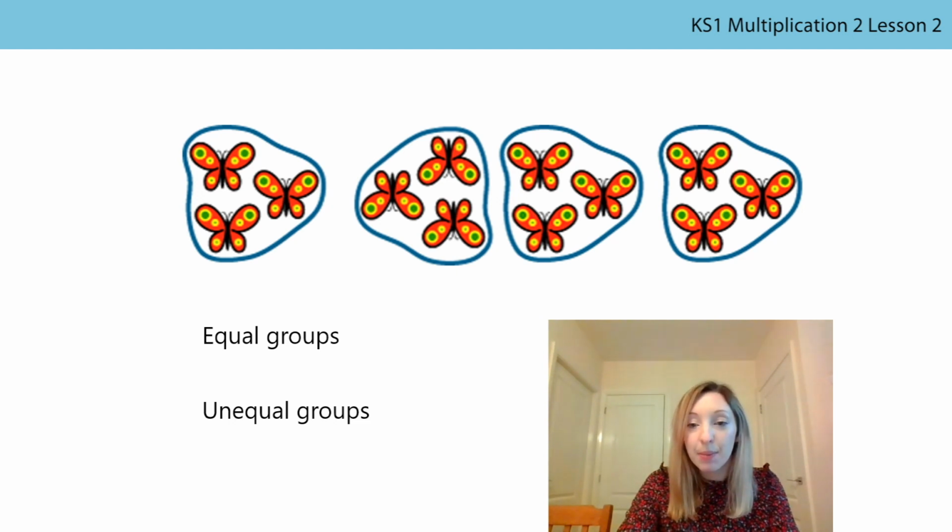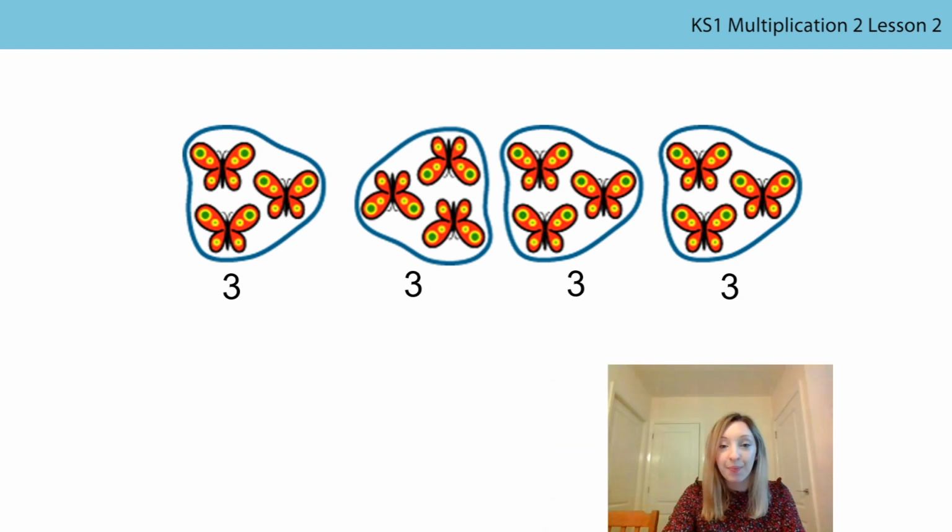Have a little look and press pause on the video. Are the butterflies in equal groups or unequal groups? Fantastic! The butterflies are in equal groups. It doesn't matter that the butterflies in one group are facing another direction, because we need to focus on counting the number of objects in each group. If we have the same number of objects in each group, then the groups must be equal. There are 3 butterflies in each group.